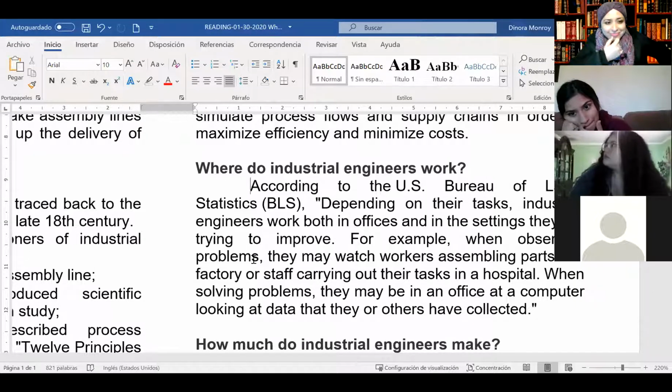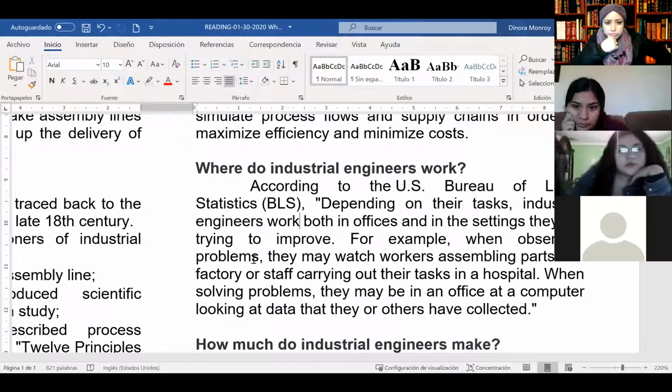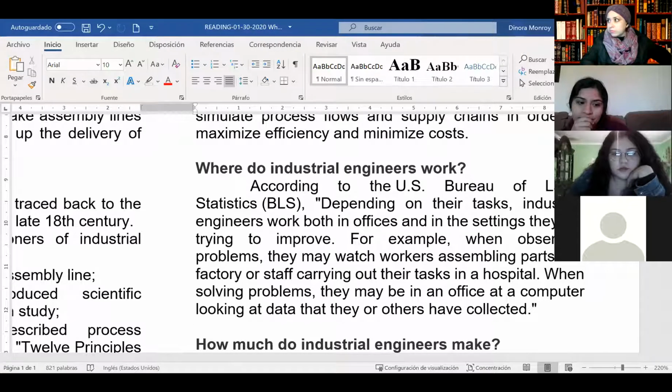According to the U.S. Bureau of Labor Statistics, BLS, depending on their task, industrial engineers work both in the office and the setting they are trying to improve.